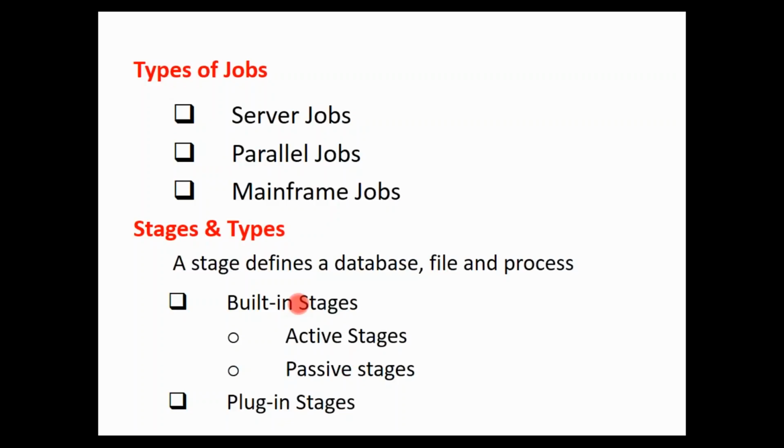And in the built-in stages, again we have two categories. One is the active stage and the second one is the passive stage. So if you see the previous example, in the first stage I am just reading the data, nothing more than that. So this stage is called a passive stage.